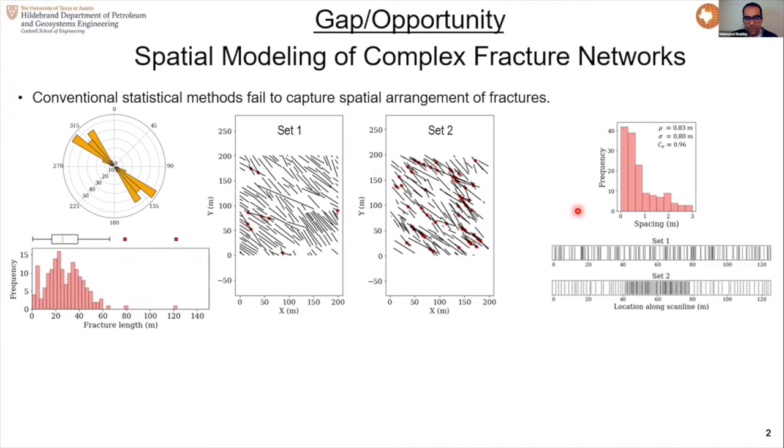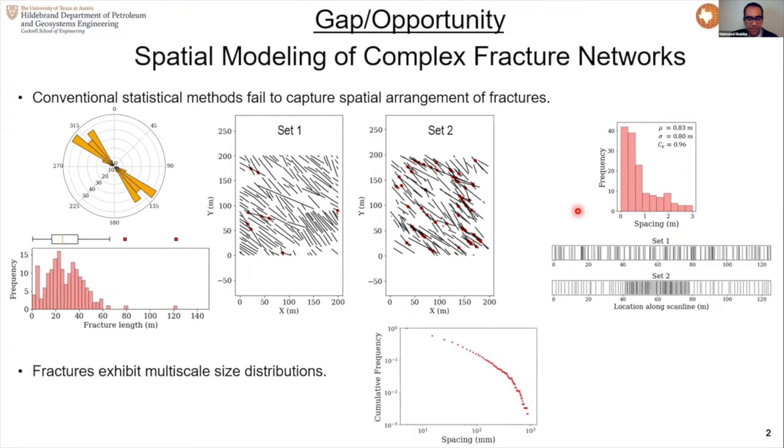Another complexity with modeling fracture networks is that they exhibit multi-scale size distributions. So if you plot, for example, the spacing between fractures or fracture aperture size or fracture length, often you see that they span across multiple length scales. So the statistical methods that we use should not only consider the spatial arrangement of the fractures, but they should also be a multi-scale method.